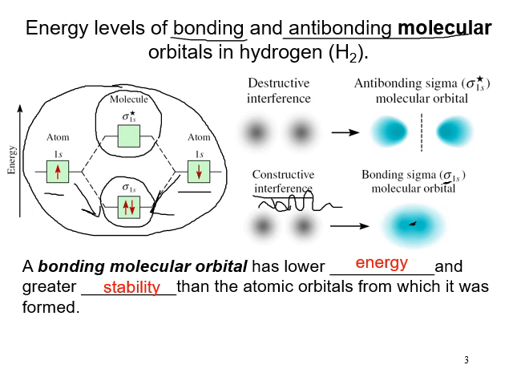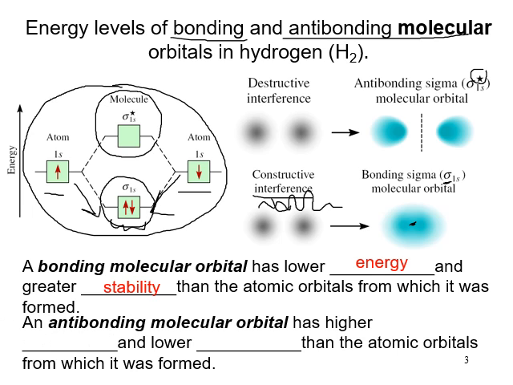An anti-bonding orbital would result from destructive interference. These anti-bonding orbitals are labeled with a star, and in hydrogen it's empty. That's because hydrogen, to make a molecule, has 2 electrons, and each orbital can hold 2 electrons. So for it to be a bonded molecule like it is, those 2 electrons must be occupying the bonding molecular orbital. An anti-bonding orbital has higher energy and lower stability than the atomic orbitals from which it was formed.